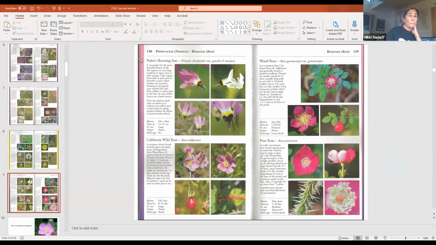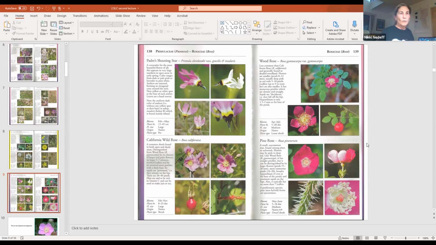Here we've moved back into a pink category. The roses. There's 3 different ones in this book. Rosa californica: Rosa, the genus, and californica, the species. Oh, and then this one, ever so slightly different: Rosa, the genus, and gymnocarpa, the species. And then pine rose: Rosa, the genus, and pinetorum, the species. Ways to organize and group from larger to smaller categories.